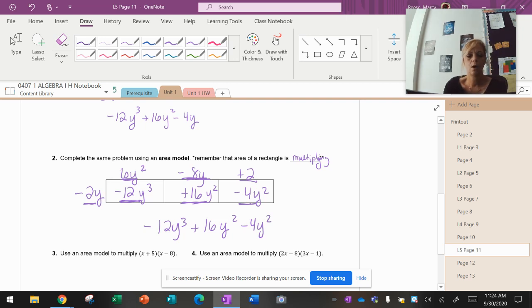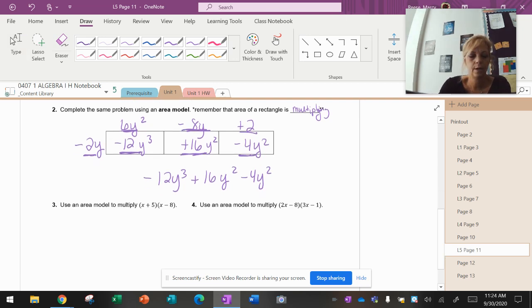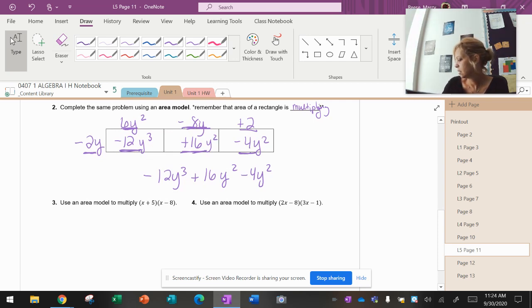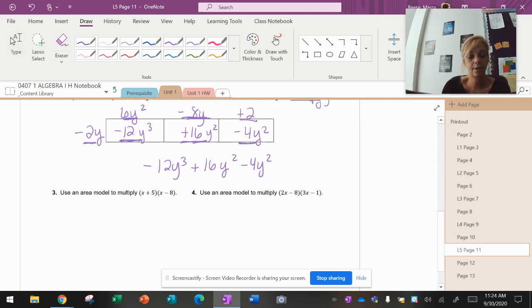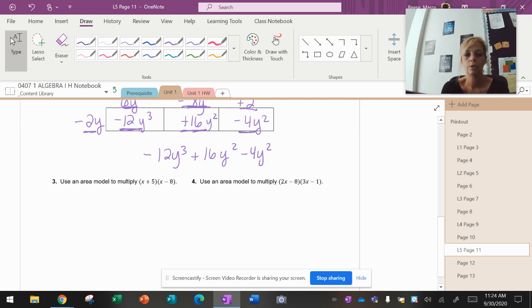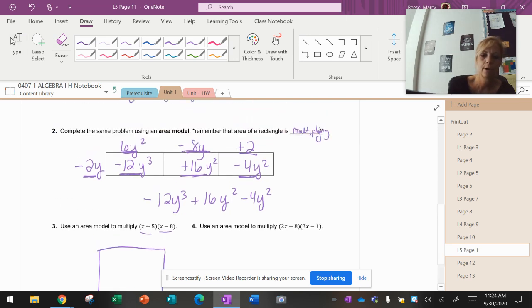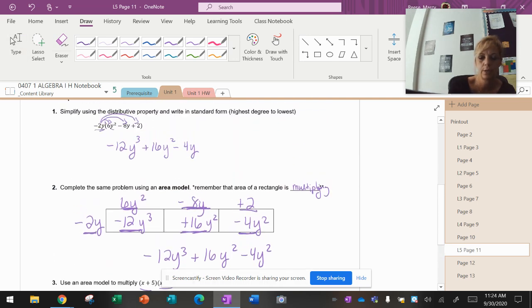Okay. All right, so let us try number 3 here. Use an area model, it says, to multiply x plus 5 times x minus 8. Okay, so now notice with this one, I have a binomial times a binomial, right? So that means there are 2 terms times 2 terms, right? So when I do my area model, remember how we did this first term we put as part of our row?